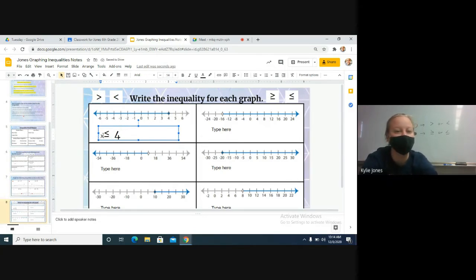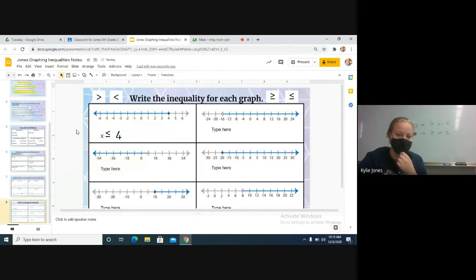It's not the wrong way. Why do you say it's the wrong way? Because it's saying that 4 is more than. No, it's not. It's saying any number that you plug in for x must be less than or equal to 4. I think you just think about them backwards sometimes. Yeah. Okay.